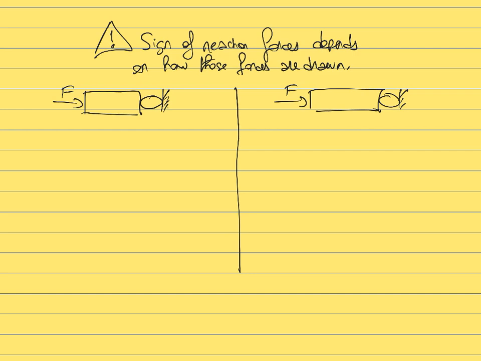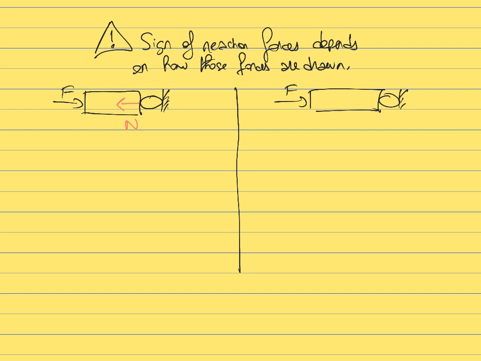So in this case, intuitively speaking, since you apply a force going towards the right, you would expect that the support is going to oppose the motion and create a force that is going to counterbalance F and go towards the left. So that's going to be the reaction of the support.